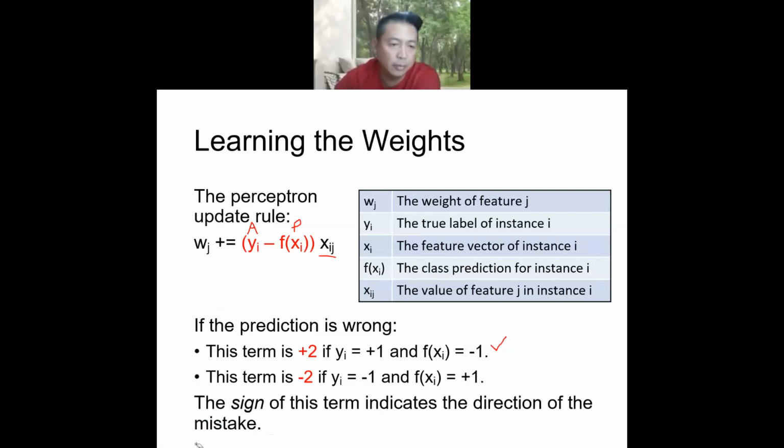But if the other way around, if the actual one is negative, the predicted one is positive, so this is positive. So you will have minus 1, you get minus 2. So meaning that you move this positive to become negative. So this is the update rule that we will be using. That's how they use this one in order to update the weightage and so on.